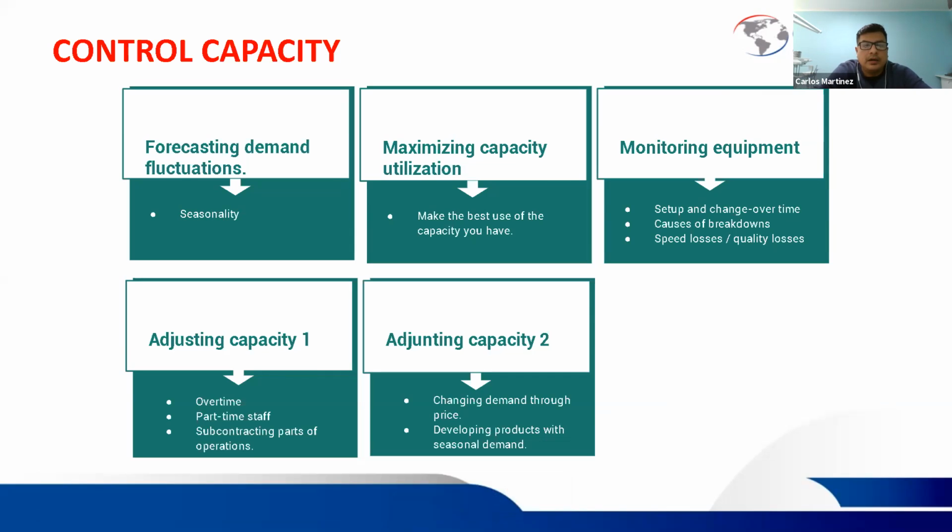Okay. Next, the control of inventory. This is important too. This is another one of the topics, because we need to know what we have and how much do we have and how much do we need. So there are 3 aspects that we're going to mention here.